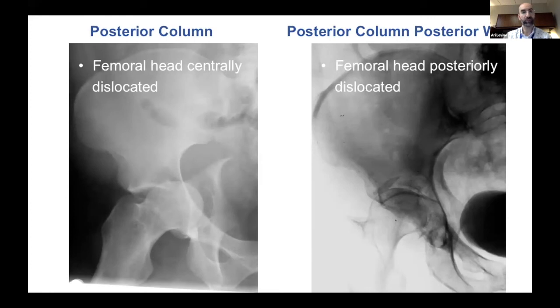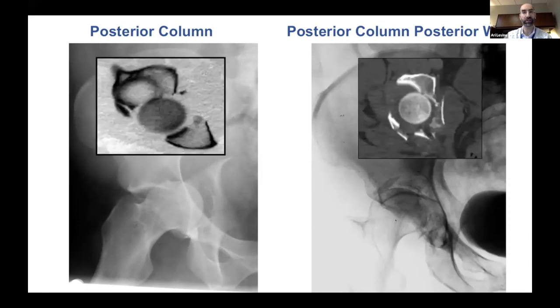In the posterior column, we see that the femoral head is centrally dislocated, whereas in the posterior column, posterior wall, the femoral head is posteriorly dislocated. On an axial CT scan, we can see on the right, the head remains congruent with the posterior column and will medialize and internally rotate, whereas on the CT scan on your right, we can see that the head will fall backwards with the comminuted posterior wall.